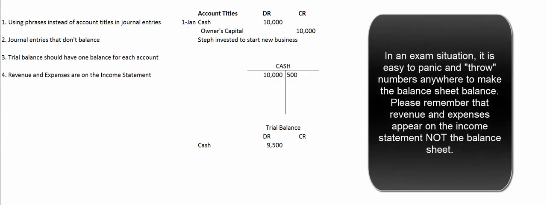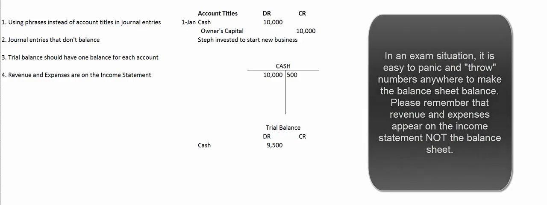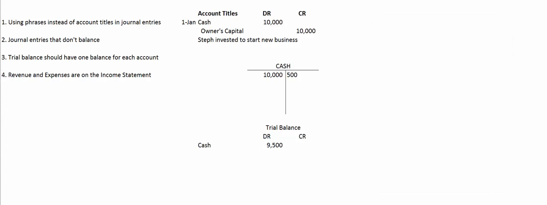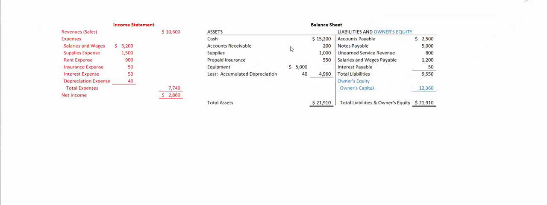A fourth common mistake is to put revenue and expenses onto the balance sheet. Students get into a test situation and they kind of panic and they stick rent expense, interest expense, salaries and wages expense on the balance sheet. And that's not where they belong. Remember, the income statement is revenue minus expenses. And the balance sheet is what we own versus what we owe.